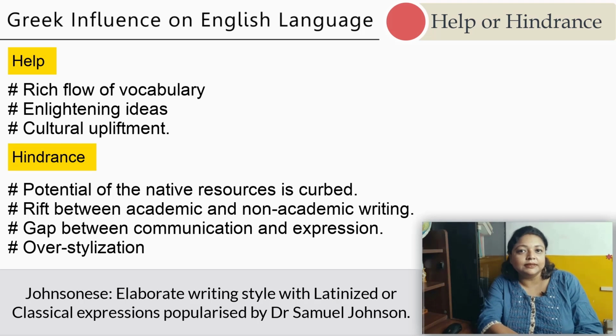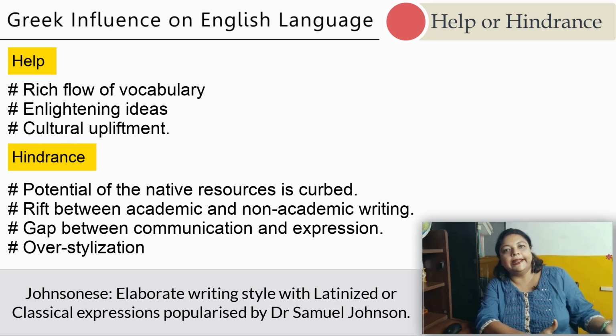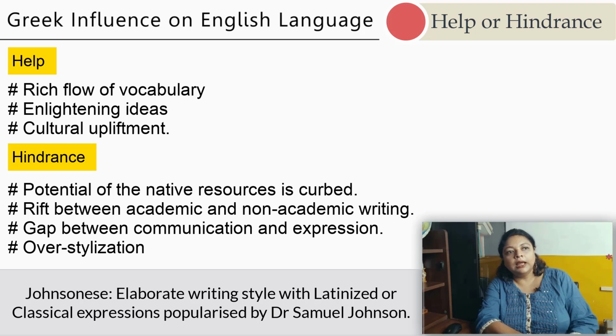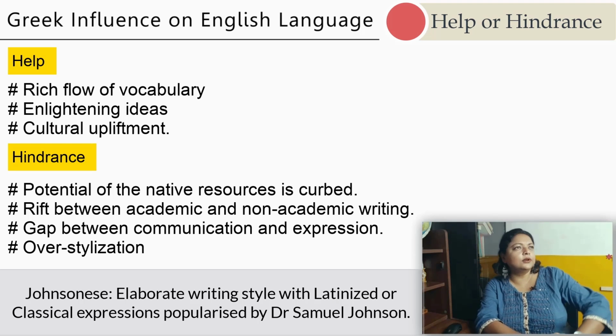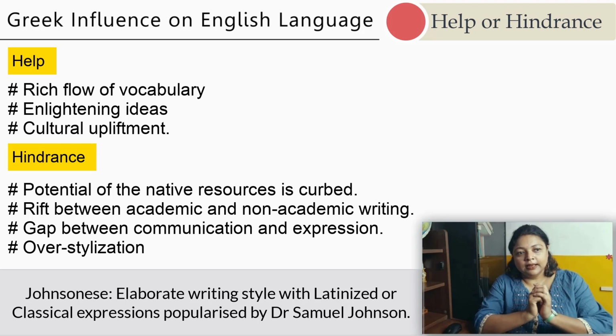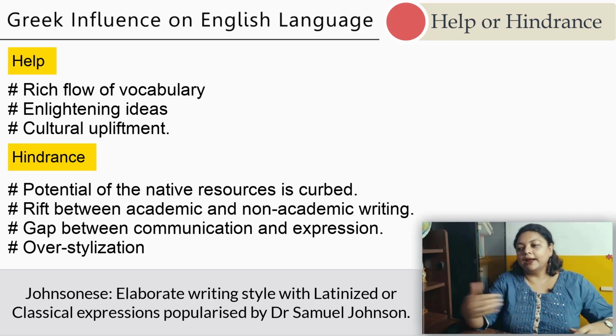So you can say the ill effects of Greek influence were also the ill effects of Latin influence because they were happening simultaneously. So Johnsonese was a tendency which we see in Dr. Samuel Johnson, although he grew out of it when he matured later on. Initially, we see that his over-stylized words and expressions were because of his idea that classical roots enrich your writing. And that's why we have Johnsonese.